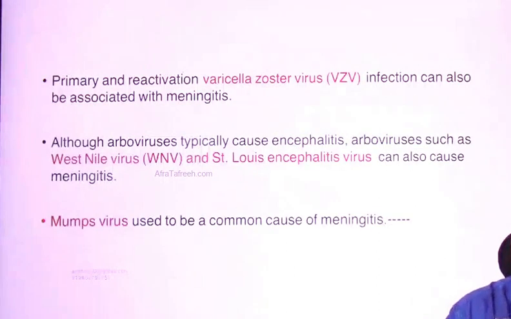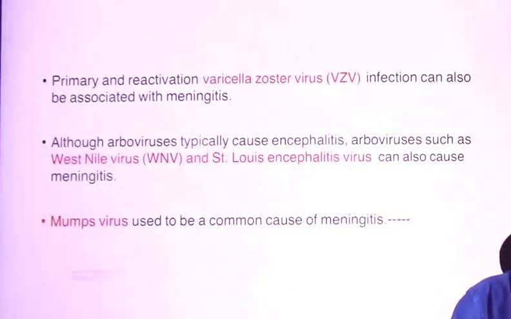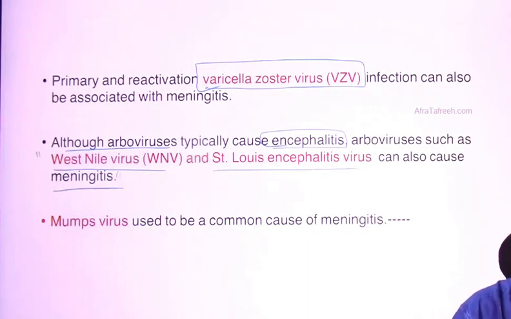Now, that was regarding HSV, herpes simplex virus. Another herpes virus also associates with meningitis, and this can be asked in one form or another in an integrated manner. That is varicella zoster. Although the arboviruses typically cause encephalitis, like Japanese encephalitis, Eastern equine encephalitis, and Western equine encephalitis, arboviruses like West Nile virus or St. Louis encephalitis virus can also cause meningitis.